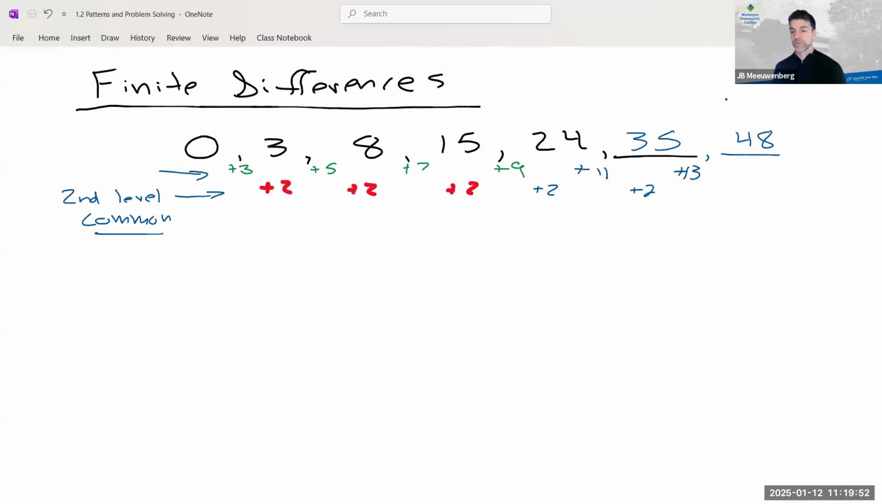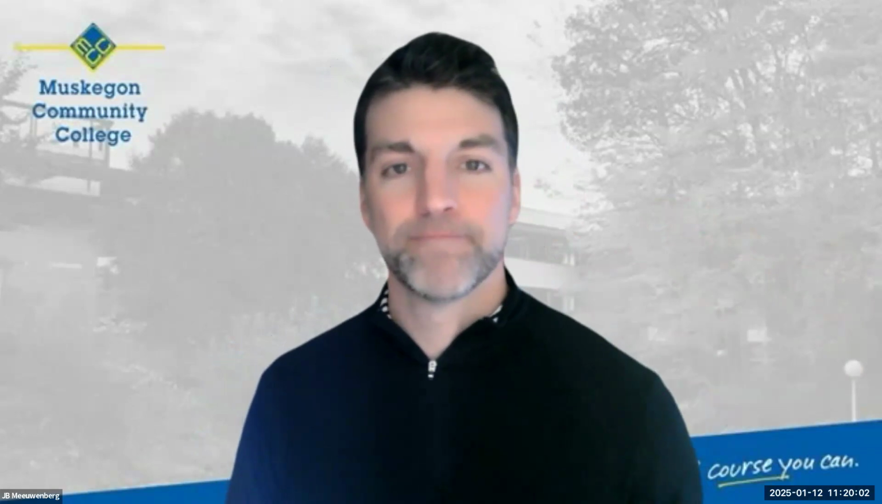One of the cool things is that all these patterns, like I said, show up in so many different areas of mathematics and nature and just the life around us. And so that's an introduction to some of the types of patterns and sequences.